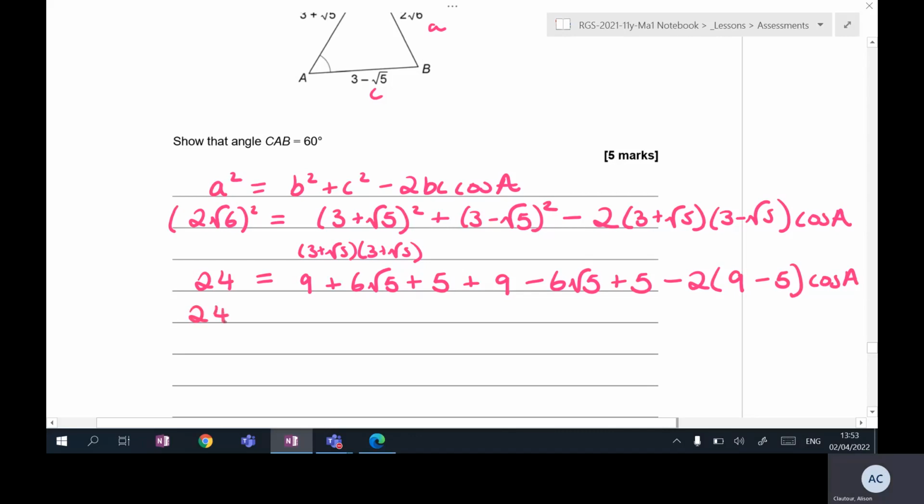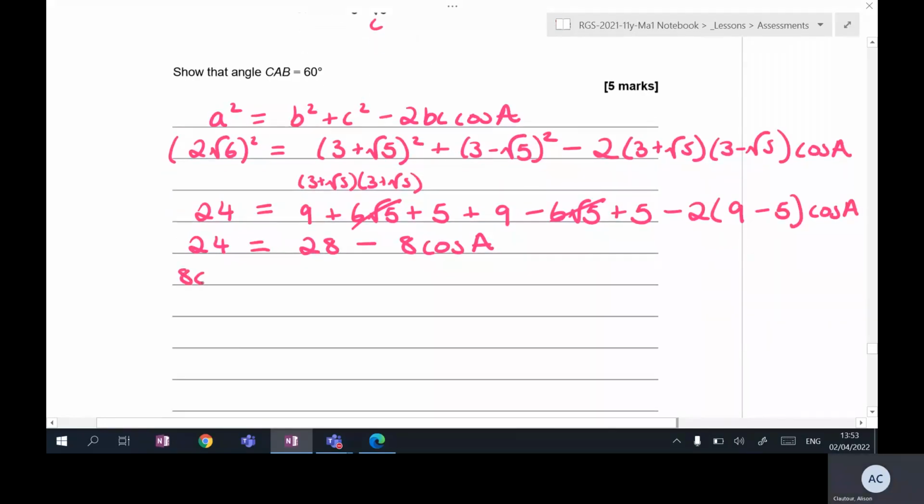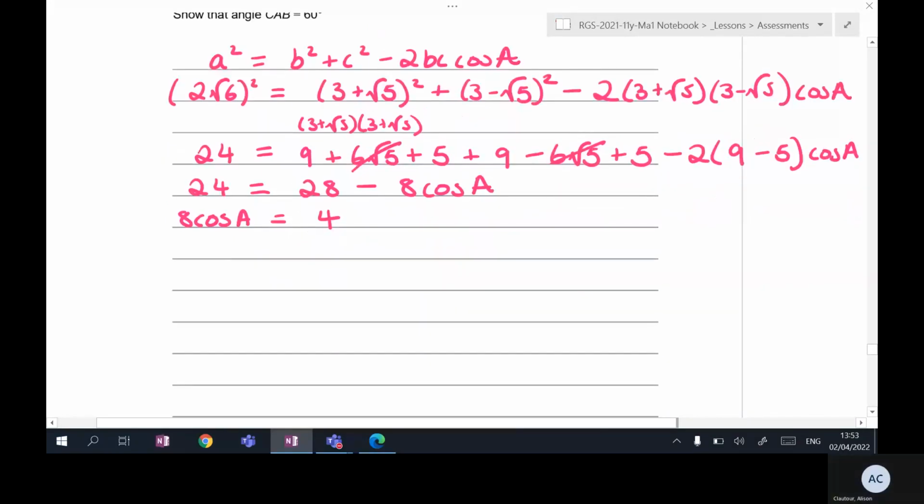So let's sort this out a little bit. So my 6√5 and minus 6√5 cancel out. So you've just got 9 add 5 is 14, add another 14 is 28. Okay, and then you're subtracting 2 times 4 is 8 cos A. Okay, so to rearrange that, 8 cos A can go over there equals 4. So we've ended up with cos A is 4 over 8, which is a half. So therefore, if you know your triangle, okay, A is 60 degrees.